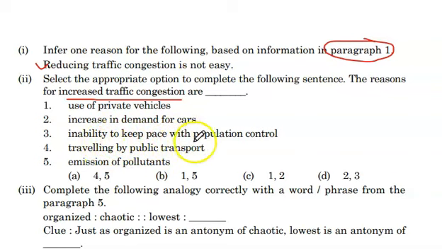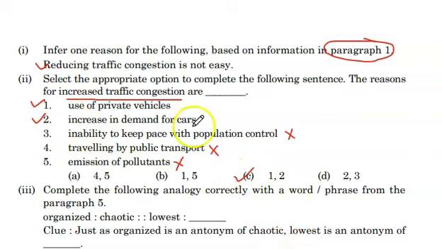Inability to keep pace with population control. Nowhere in the passage has population control been talked about. Traveling by public transport. No, traveling by public transport will not increase traffic congestion, rather it will reduce it, and emission of pollutants is not. So options 1 and 2 will be the right options. So 1 and 2 should be given. That means your C should be the right answer.